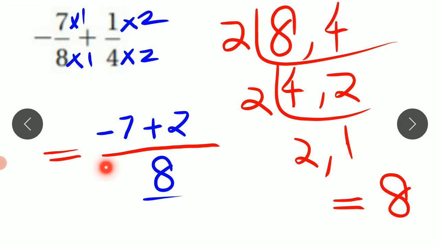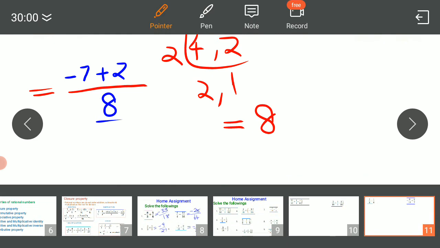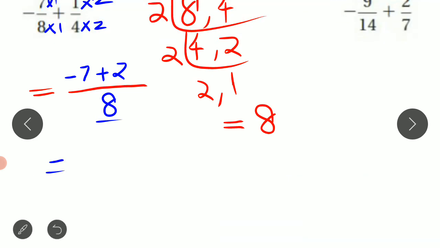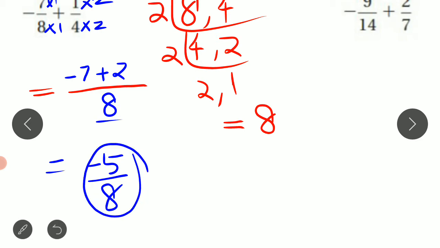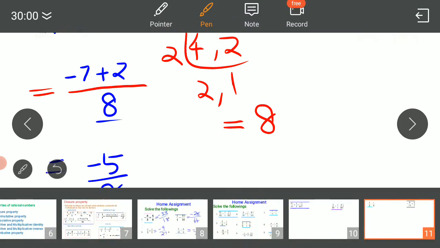Now let's simplify the numerator. Unlike signs, subtract, then we place the greater number's sign in the answer. So unlike, we need to subtract the values, 7 minus 2 is 5, and the greater number's sign is negative, so minus 5 by 8. It is in simplest form, is it? We cannot simplify further, so let's leave it. This is the final answer.